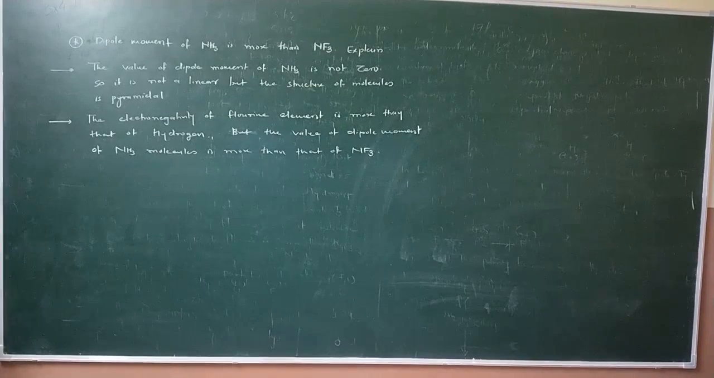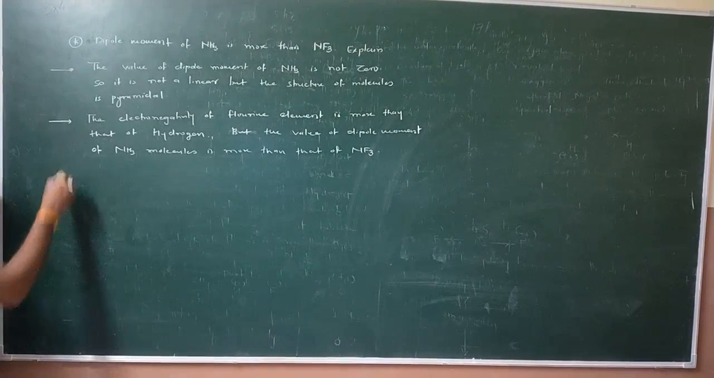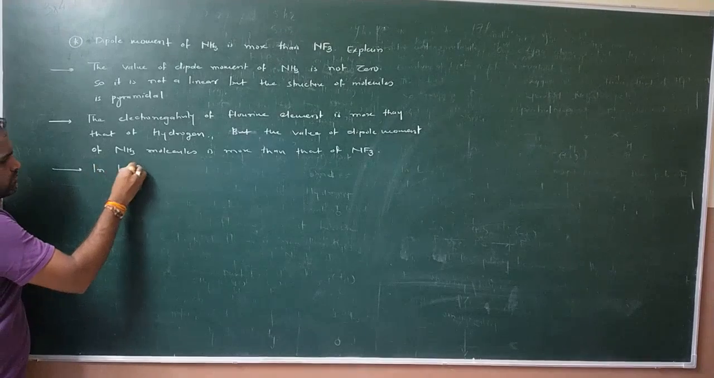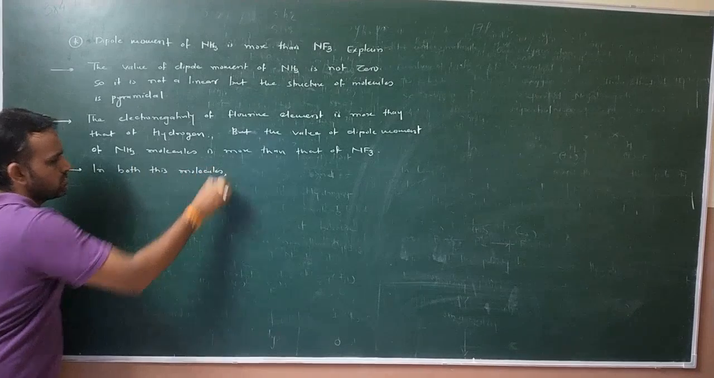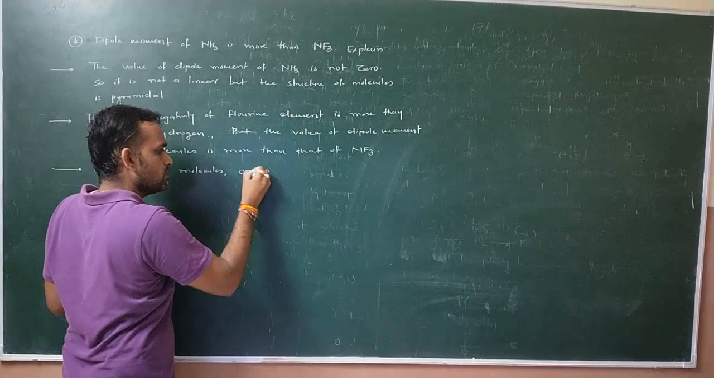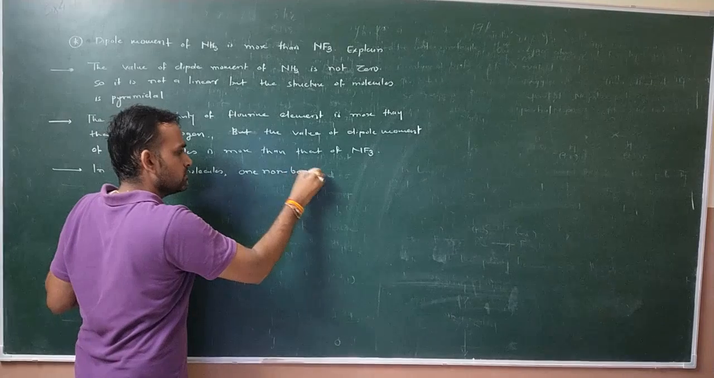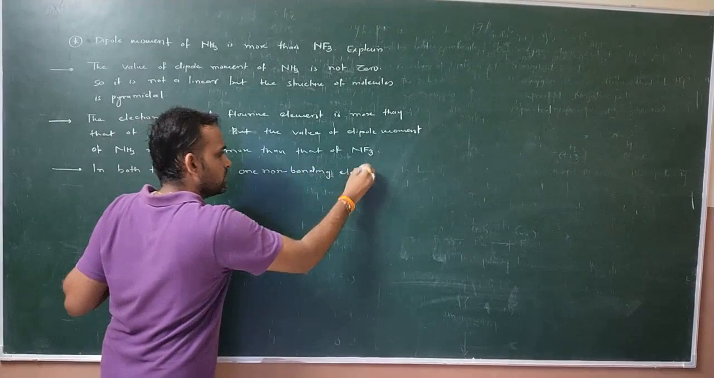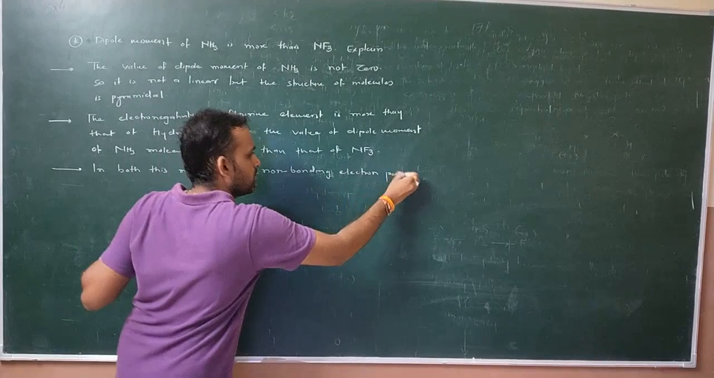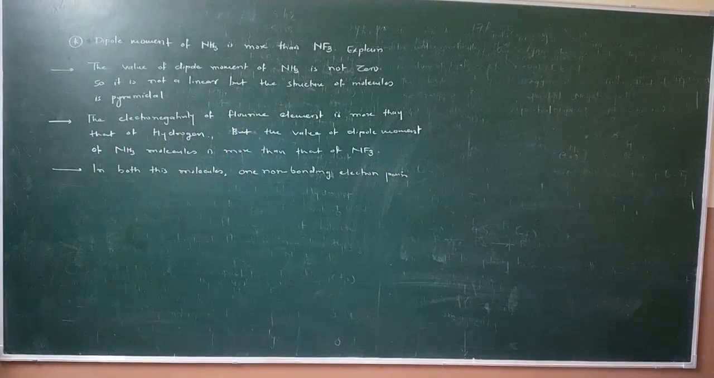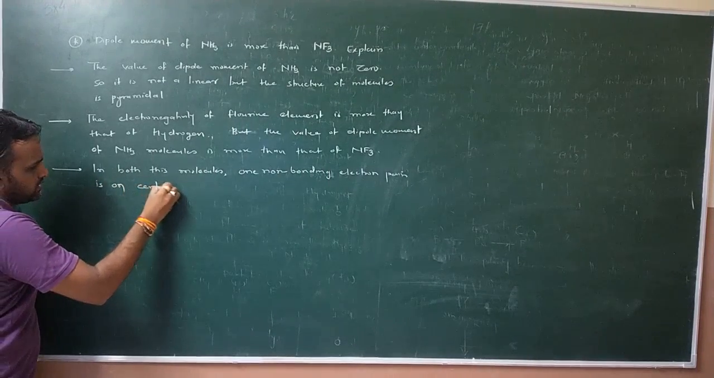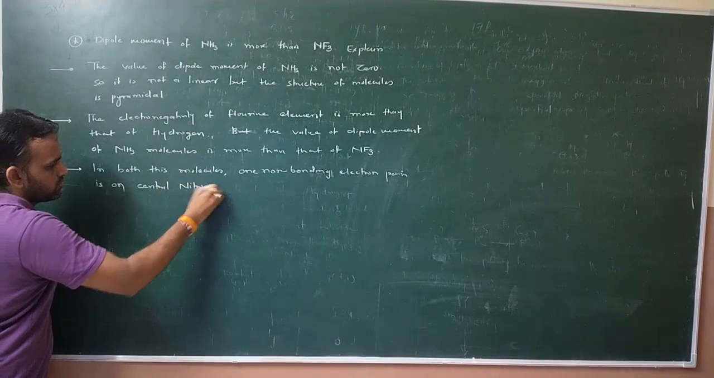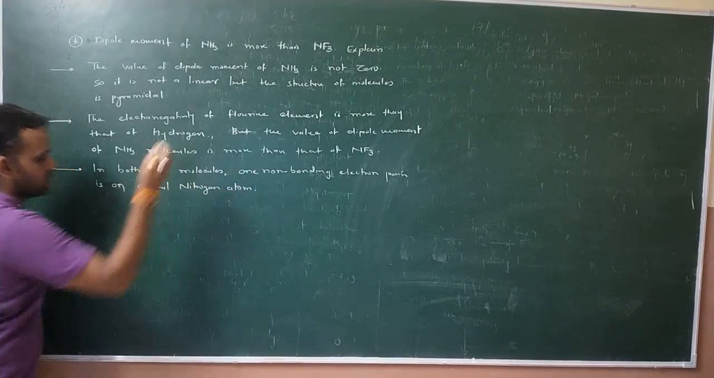In both these molecules, one non-bonding electron pair is on the central atom. One non-bonding electron pair is on the central nitrogen atom, right?